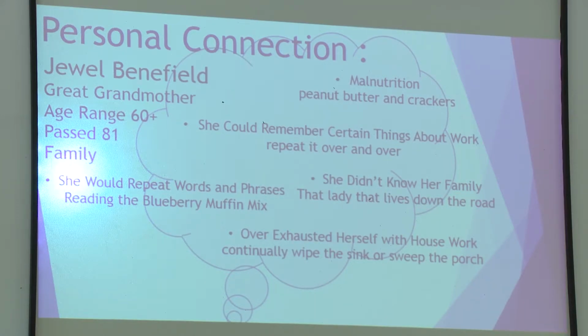She could remember certain things about work in her past, and she would repeat it over and over again, but she couldn't remember things up to date, and she really suffered from malnutrition. She lost interest in appetite and cooking, and she basically lived off of peanut butter or crackers, basically whatever was sitting on her table.